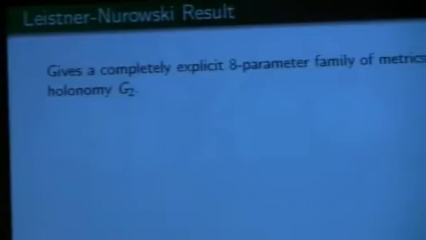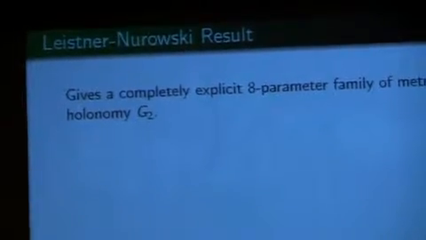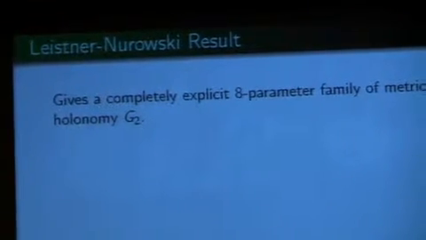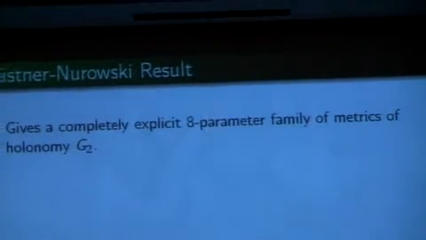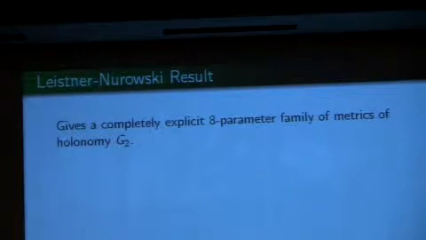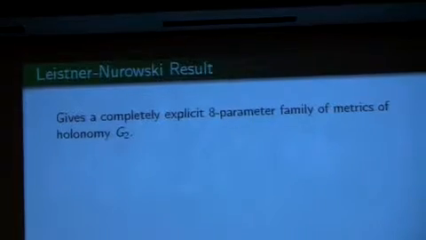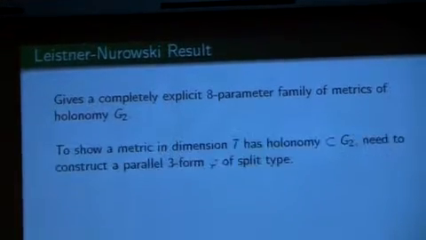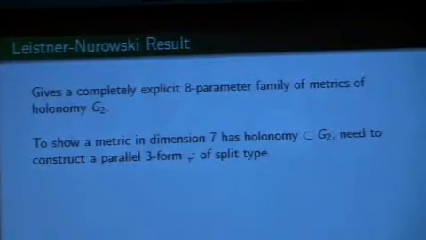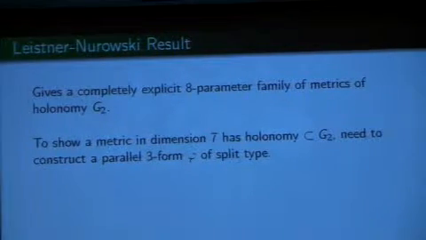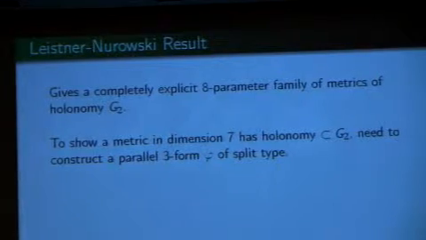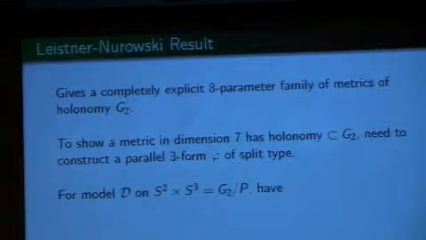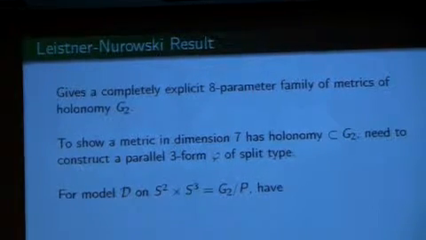Let me say something about the proof. We've already sort of seen restricting the holonomy. The best way to do that is to have some parallel object. Parallel objects restrict the holonomy. G2 is defined as the group preserving a 3 form. So what you want is a parallel 3 form. That's the kind of thing that will restrict your holonomy to be in G2. So to show a metric in dimension 7 has holonomy in G2, what you want to do is construct a parallel 3 form of split type. So once again, they crank away on Mathematica.